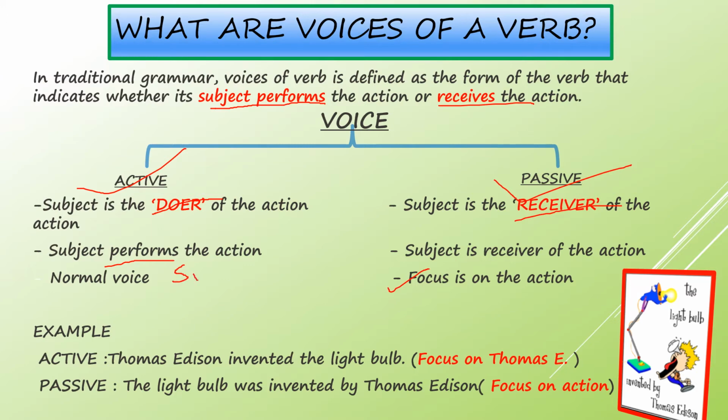Now the example given below will help you understand better. The example is Thomas Edison invented the light bulb. So here our focus is on Thomas Edison. When we change this sentence into passive voice: the light bulb was invented by Thomas Edison. So here the focus is on the action, that is, the light bulb was invented. In the next slide, we'll learn the basic difference between active and passive voice.